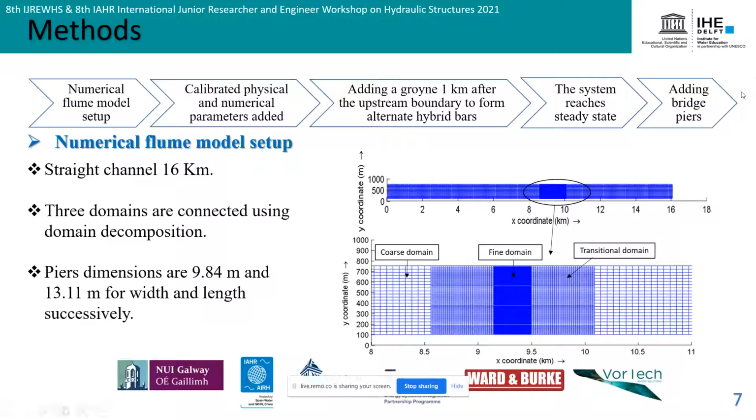And we run the simulation until the system reaches a steady state. Then we added the bridge piers, different bridge pier scenarios. But we have a problem here: the system dynamics is very slow, and it reaches a steady state only after 150 years, a very long time. And with this model, it takes a lot of time.